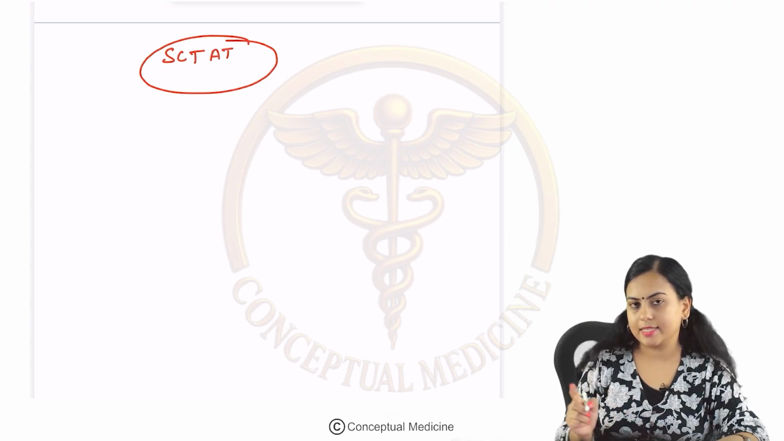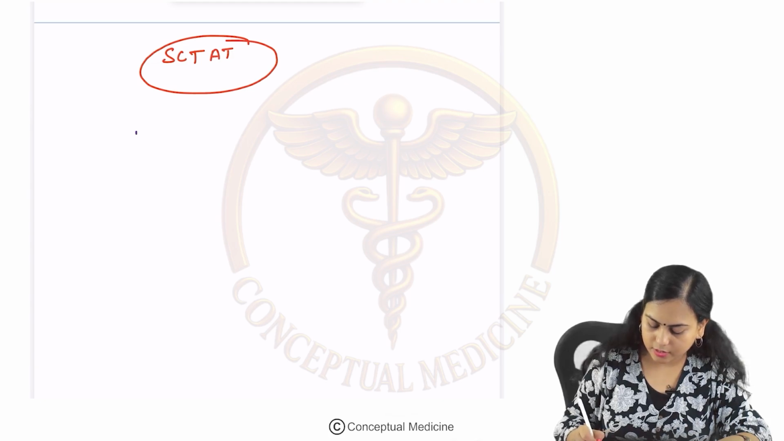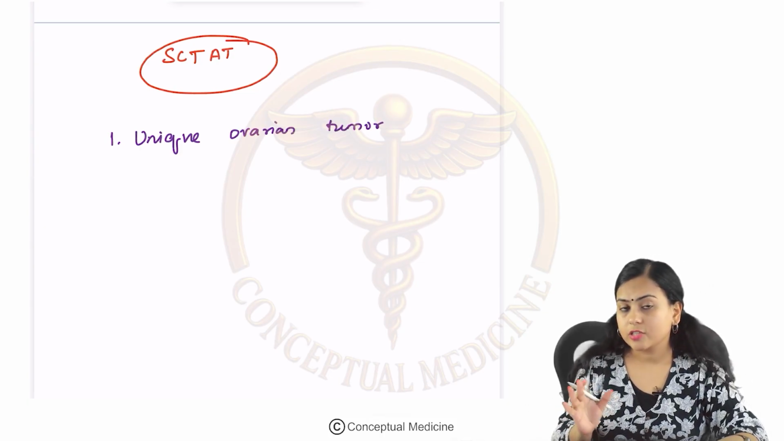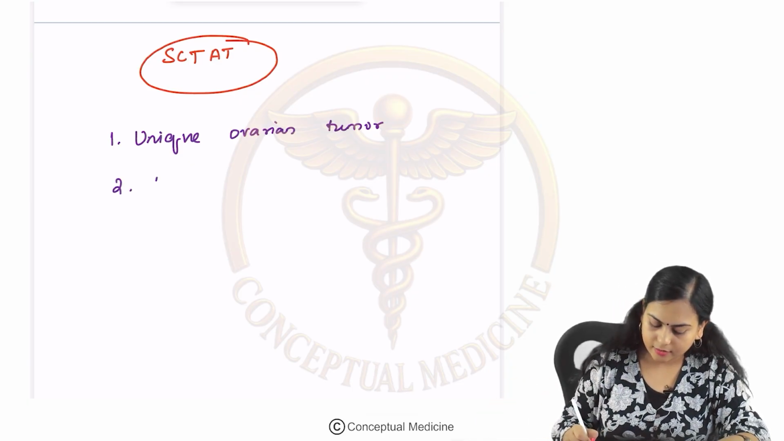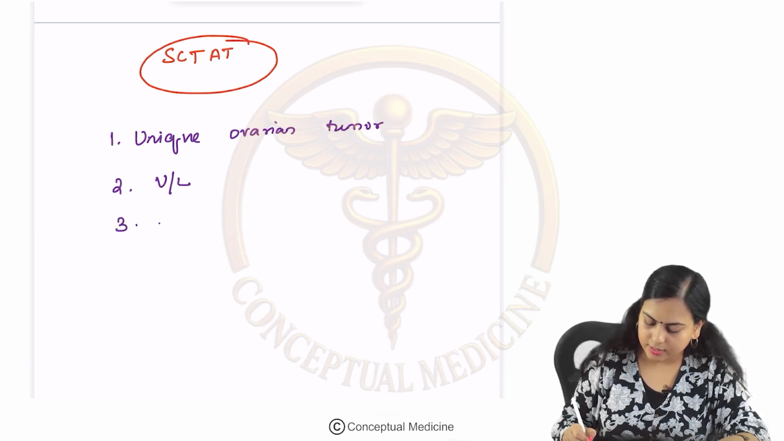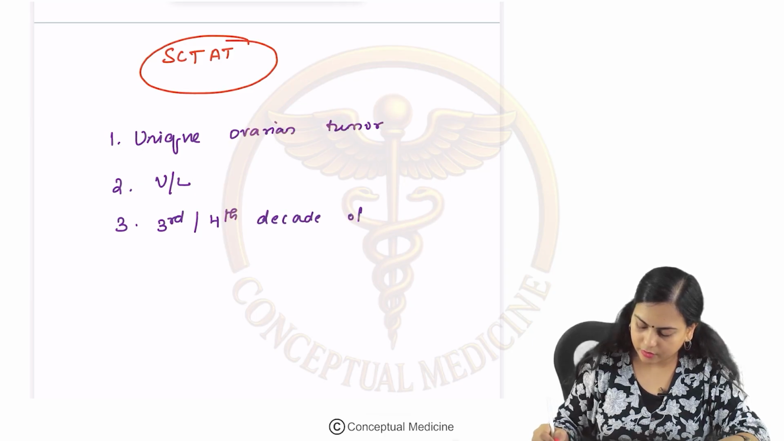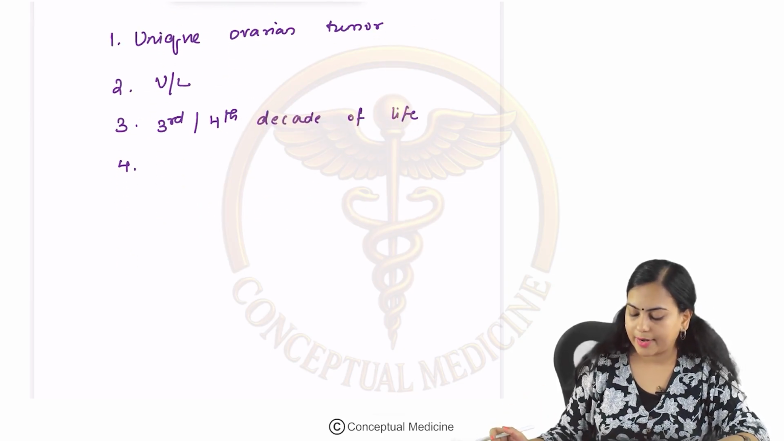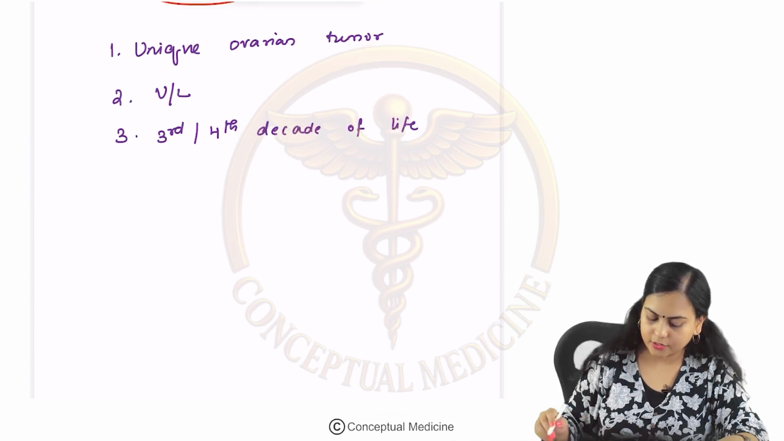That is SCTAT, sex cord tumor with annular tubules. So 2-3 points only about this tumor. This is a unique ovarian tumor. It appears as a histologic intermediate between granulosa cell tumors and Sertoli cell tumors. These are usually unilateral, seen during the 3rd or 4th decade of life. Clinically, they can be managed like the other sex cord stromal cell tumors.